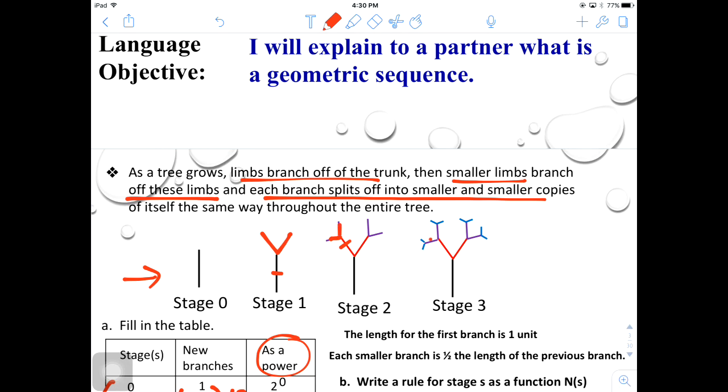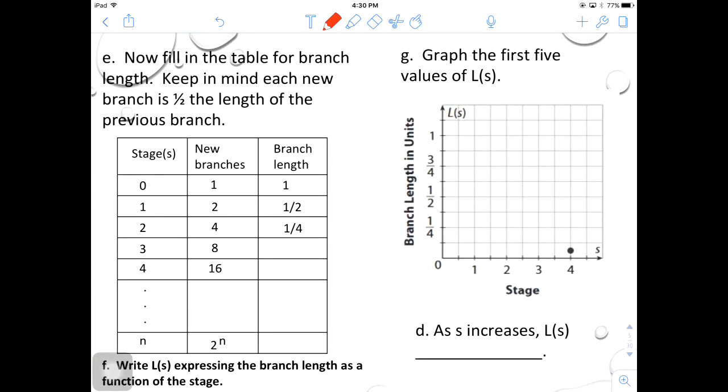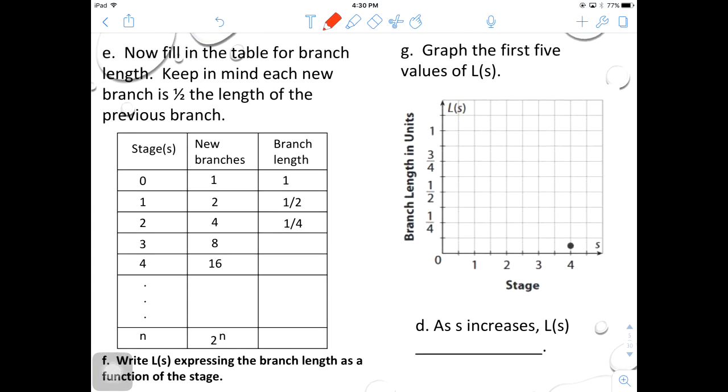So that would be the pattern here. In table E, it shows that the length is actually being multiplied by half. So to get to the next one, it will be 1/4 times 1/2, which is 1/8, and then 1/16, and so on and so forth.